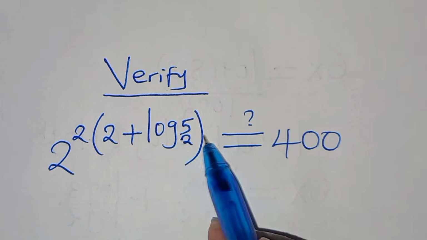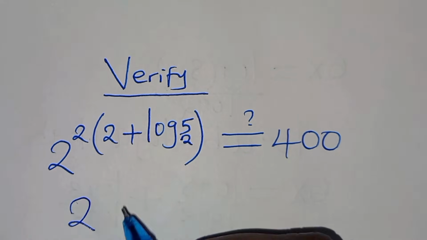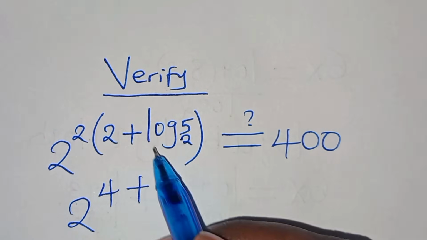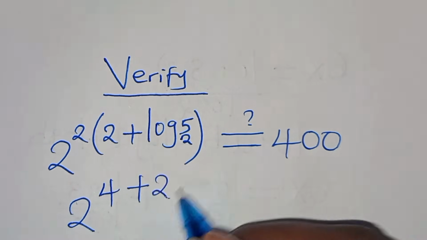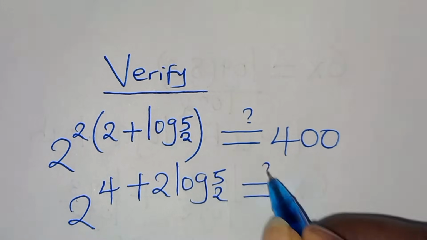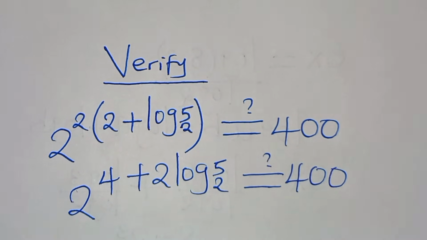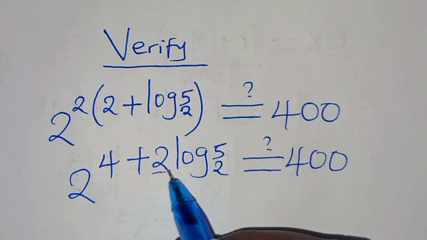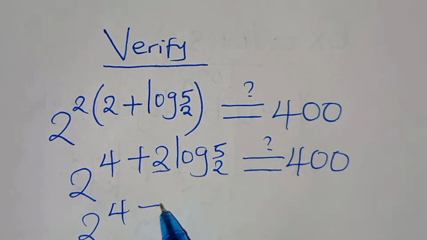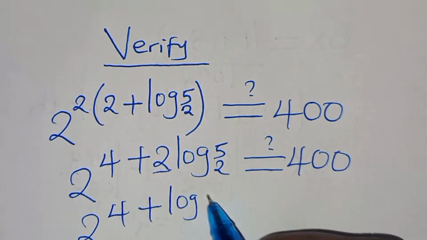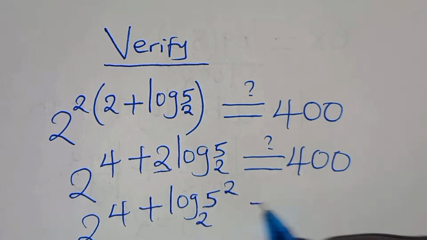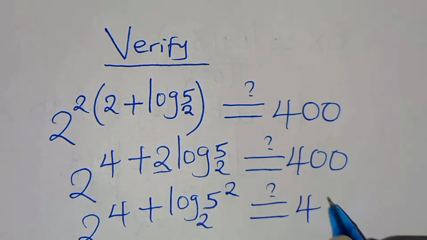So let's open the parentheses here. Then we have 2 to the power of 2 times 2. This is 4 plus 2 times log 5 to base 2. So this is 2 log 5 to base 2. This is supposed to give us a value of 400. So 2 is a power here. So we can express this as 2 to the power of 4, then plus log 5 to the power of 2, then to base 2. This should give us a value of 400.